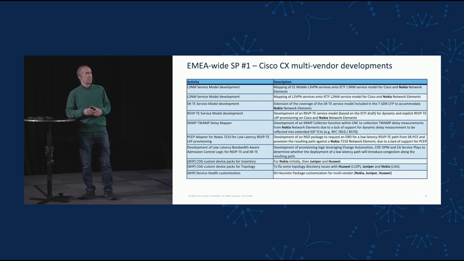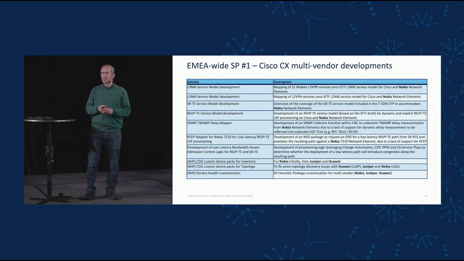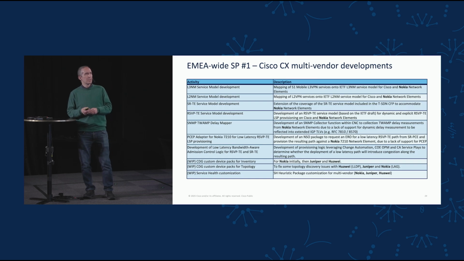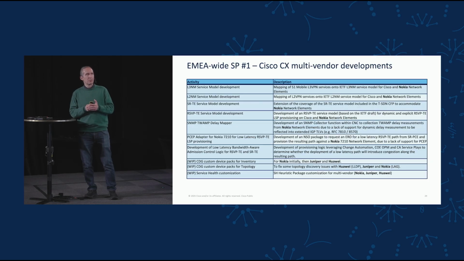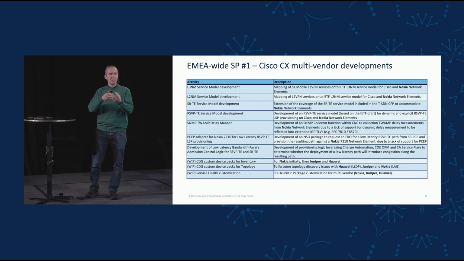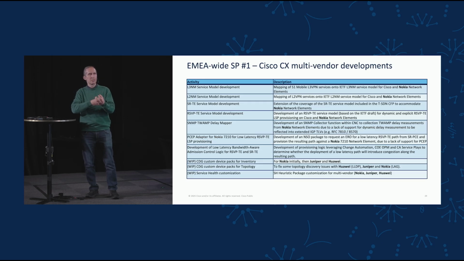So nothing too new. We also built an SNMP collector to collect TWAMP delay measurements from Nokia devices that were lacking support for that delay in the IGP. So we had to collect it specifically. Also for the same legacy or old Nokia 7210s, we had to develop some PCEP adapters because those models do not support the PCEP protocol. So we had to build a very creative NSO package to sit between the SR-PCE and CNC and the Nokia box and be able to provision the RSVP-TE tunnels.